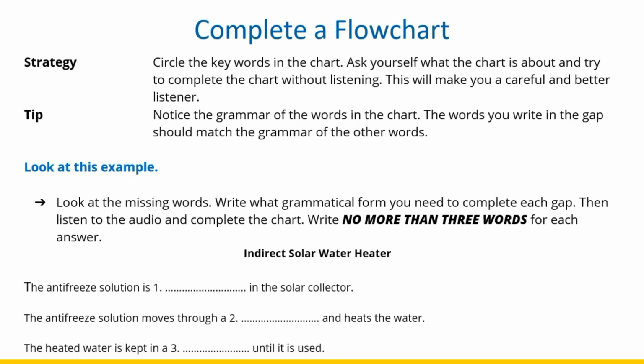Let's take a look at the following example we have, and here you are being asked to write no more than 3 words. So our topic is indirect solar water heater, and you have 3 different statements. Make sure you read them carefully and circle the keywords. So for example, for number 1, we have the antifreeze solution is in the solar collector. So the most important words here are antifreeze solution and solar collector.